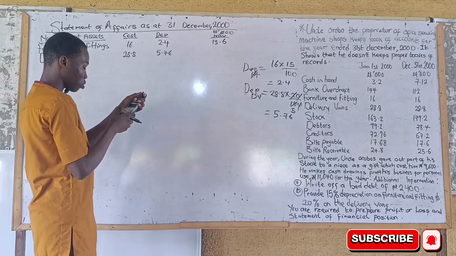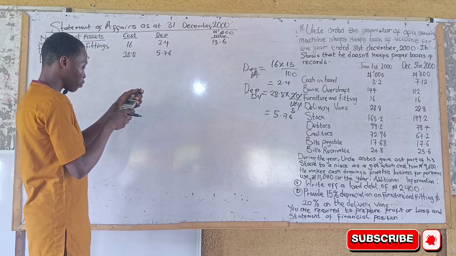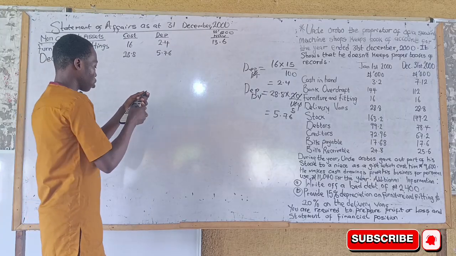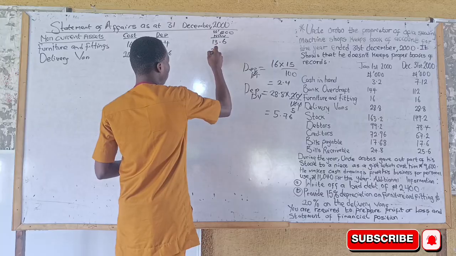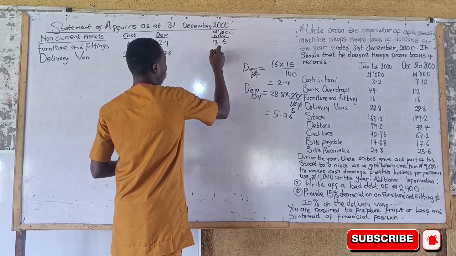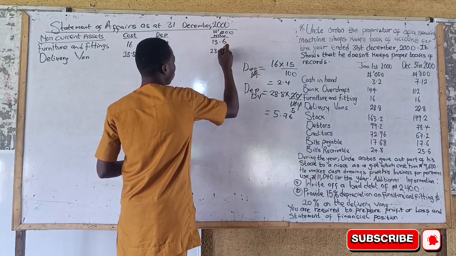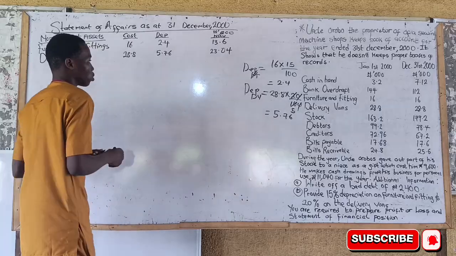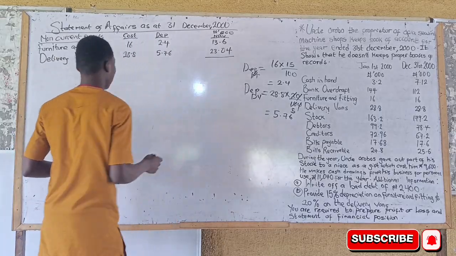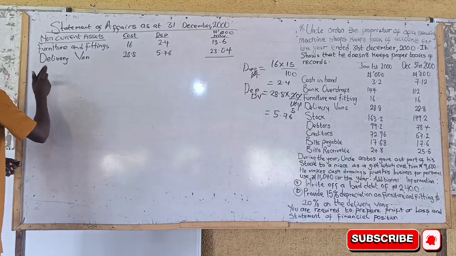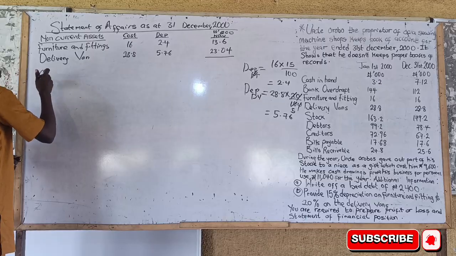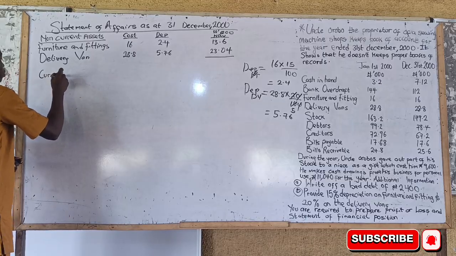Then the net book value: 28.8 minus 5.76, that's going to be 23.04. So this is for the non-current assets. I'm going to add up. Let's move to current assets.